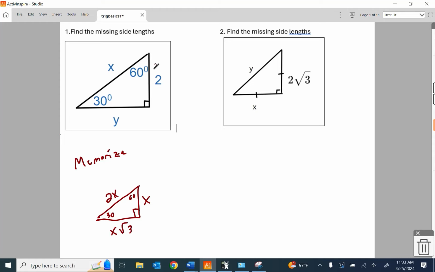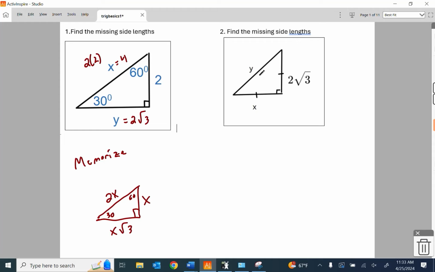So I have this 2 here, and if I look at my pattern, I take my x and I double it. This has to be twice a 2, which is 4. I have a short leg of 2, and again, if I multiply it by root 3, I would literally have 2 times root 3. 2 root 3.